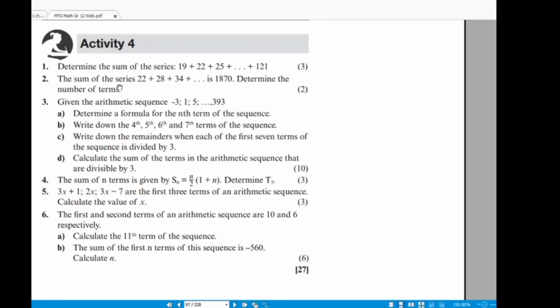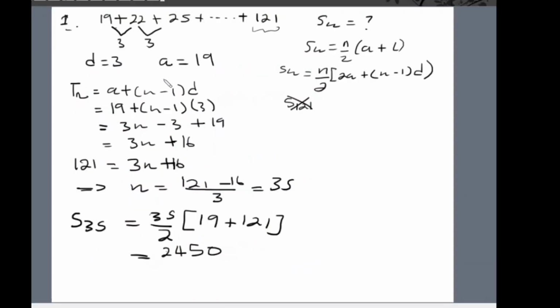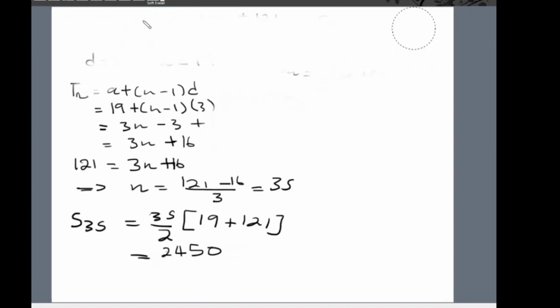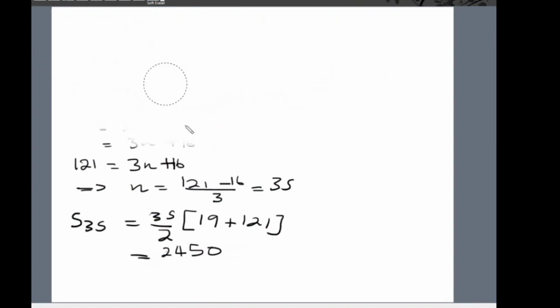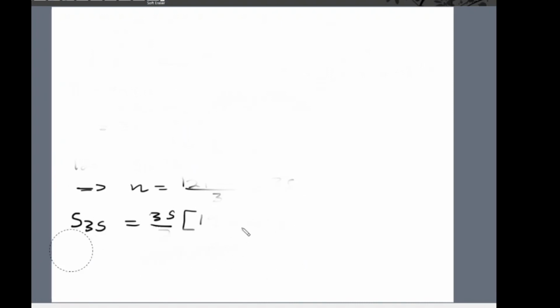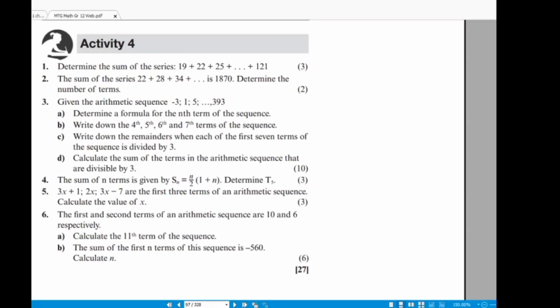Okay, and then let's see question 2. Let's create a space for question 2. The sum of the series 22 plus 28 plus 34 all the way to whatever is 1870. Determine the number of terms, right?